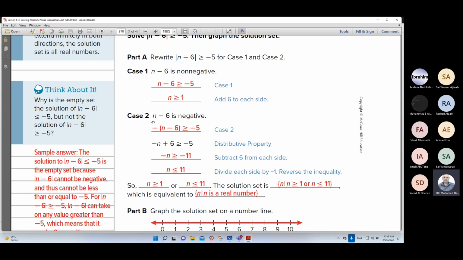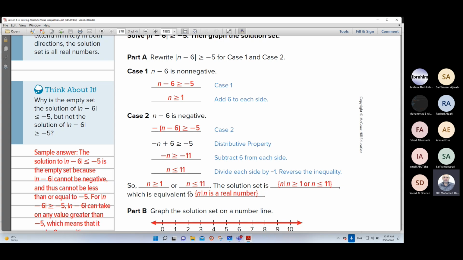The second case will be the negative, so multiply by negative. Distribute the negative, negative n, and negative times minus 6 will be plus 6, greater than or equal minus 5. Then you can solve, negative n will be greater than negative 11, divide by minus 1, and switch the sign, so n less than or equal 11.